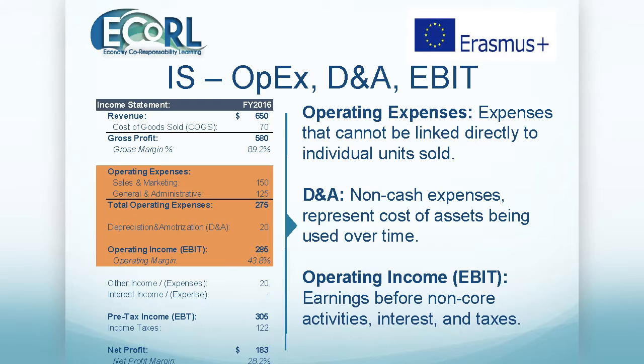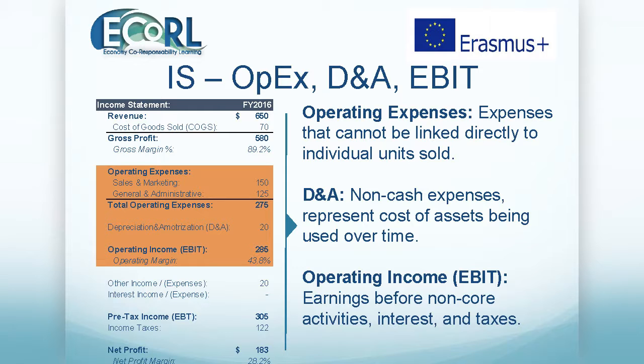And this fall in the value of the tangible asset, in our case machinery, will be recorded, will be subtracted in the income statement. Amortization is the same as depreciation, but this is used for intangible assets, such as patents or copyrights. Then we move on to operating income, which is earnings before interest and tax.